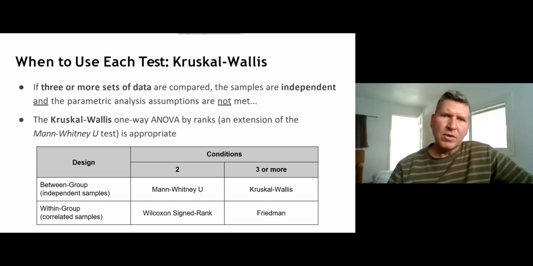If we have 3 or more sets of data and the samples are independent and the parametric analysis assumptions cannot be met, we would use the Kruskal-Wallis one-way ANOVA by ranks test. This is an extension of the Mann-Whitney test, which is the first test we described.